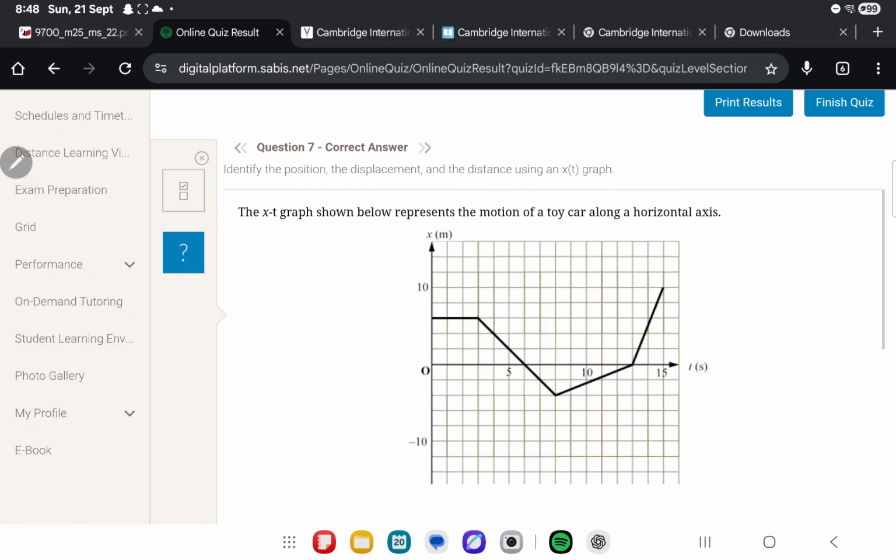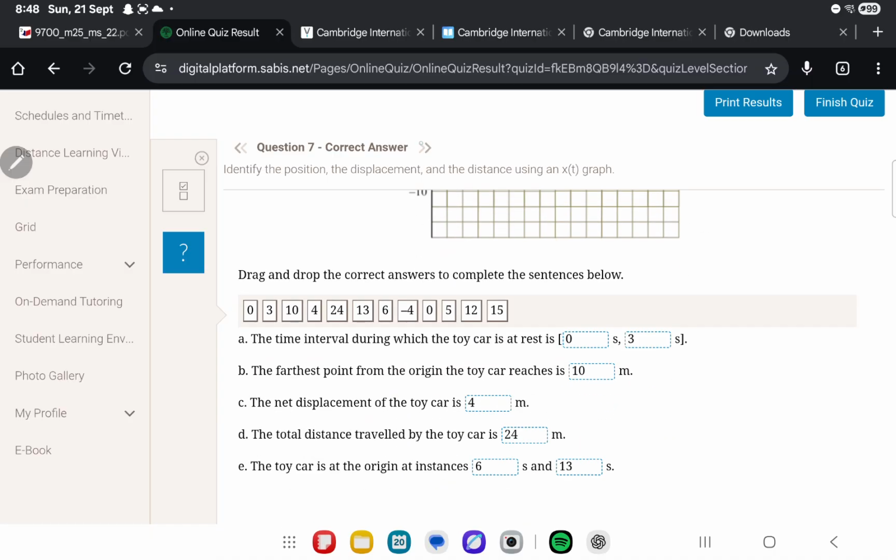Now, the toy car is at the origin when it crosses the x-axis, at this point here and at this point here. This is 6 seconds, and this is 11, 12, 13 seconds. Okay, so that's at 6 seconds and at 13 seconds.